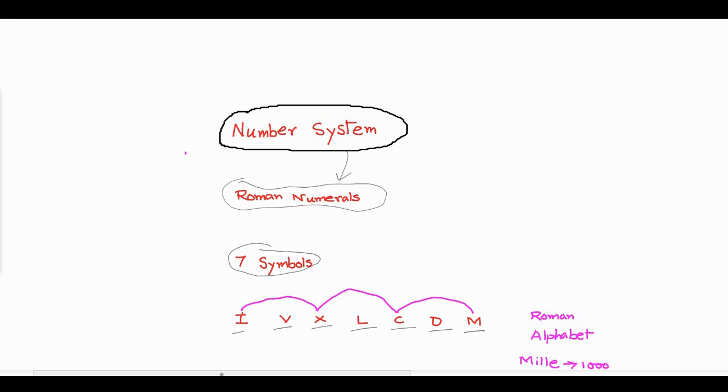I means 1. V means 5. X means 10. L means 50. C means 100. D means 500. M means 1000. This M came from the Roman word milli, that means 1000.